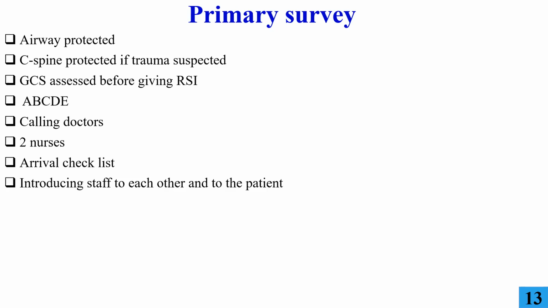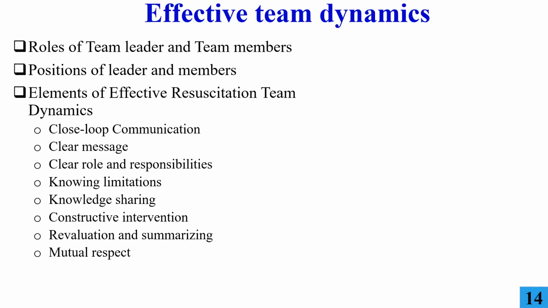Okay? We should already have the arrival checklist that we talked about. And we should introduce the staff to each other, and we should introduce the staff to the patient relatives or the patient themselves. Now, it's very important when we care for a sick baby and the doctor is doing their assessment, okay, we should know what is the role of the team leader and the team member. So we'll say, nurse A will take care of the respiration, nurse B will take care of the cardiovascular, and nurse C, for example, will do the IV fluid and the medication and do documentation. Dr. A will do this, Dr. B will do this. So that's very important for team dynamic.